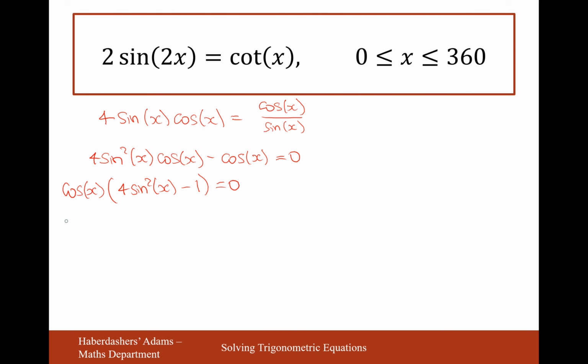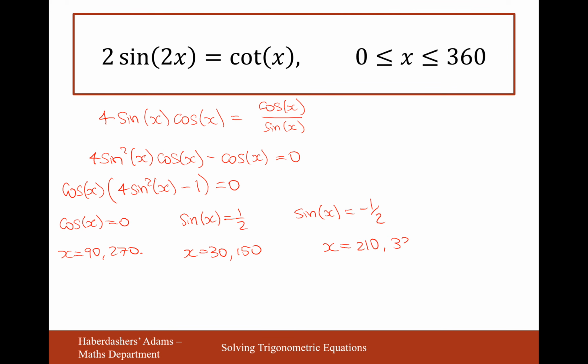So now we've got 3 little equations. Either cos x will equal 0, so that's going to be 90 and 270, or sine x will equal a half, or sine x will equal minus a half. So therefore x will be 30 or 150, or x will be 210 or 330. And there we are, those are the 6 answers for this question here.